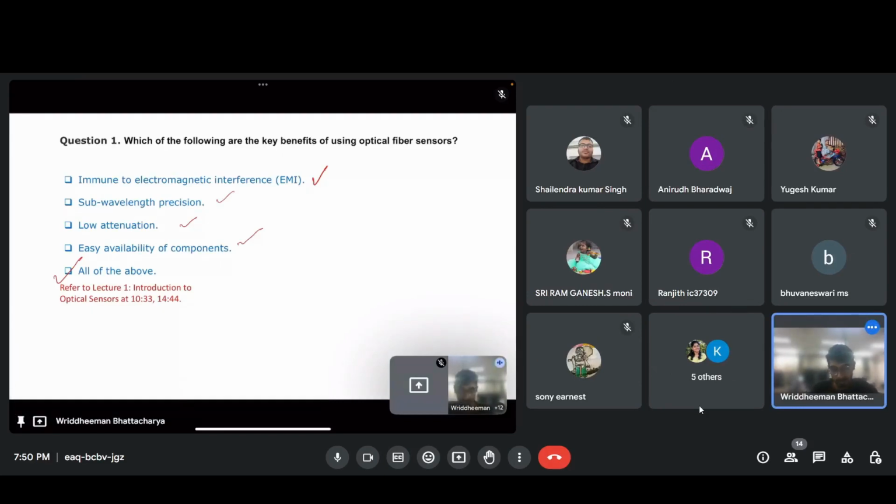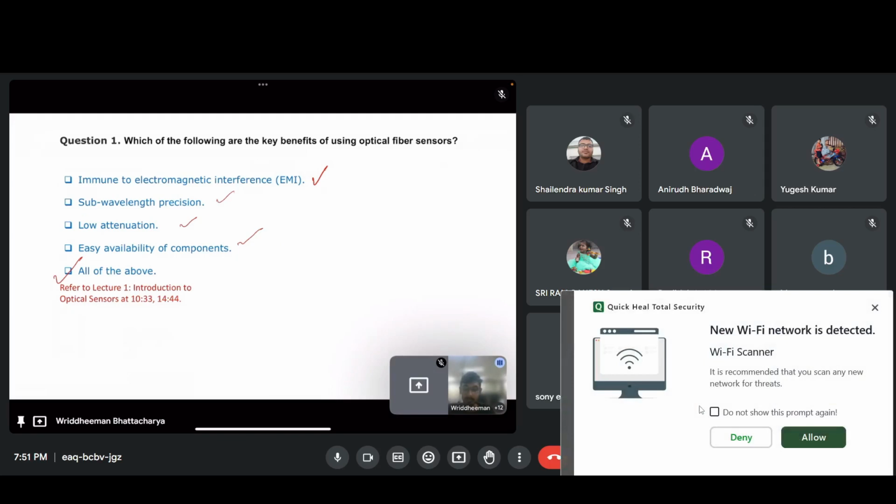So I was saying that all of them are correct: EMI, sub-wavelength precision, low attenuation, all are equal. So sub-wavelength precision also comes in the plasmonics part, which is a different sector of optics. Low attenuation also comes in sensors. Easy availability is there and immunity to EMI, which plays a major role compared to those in the electronic sensors.